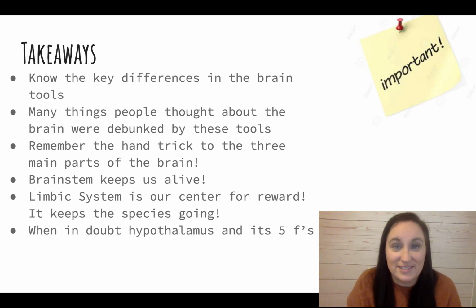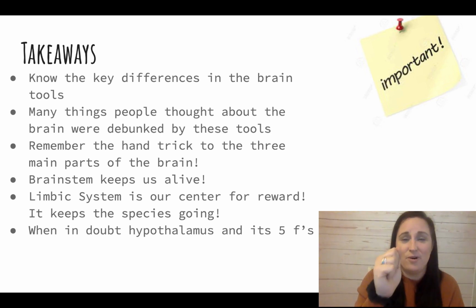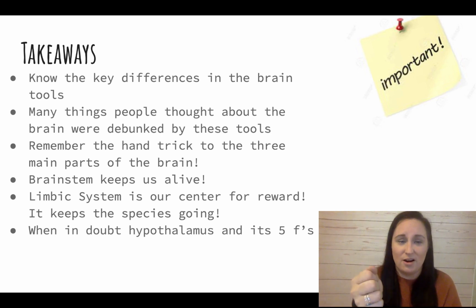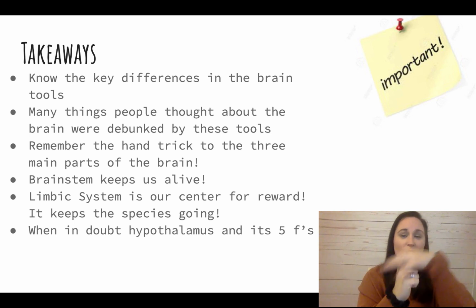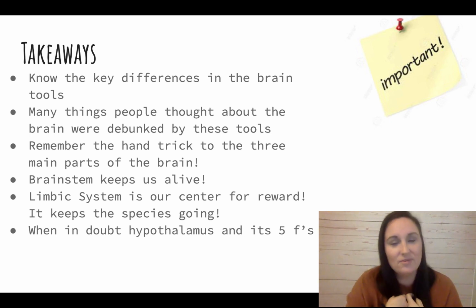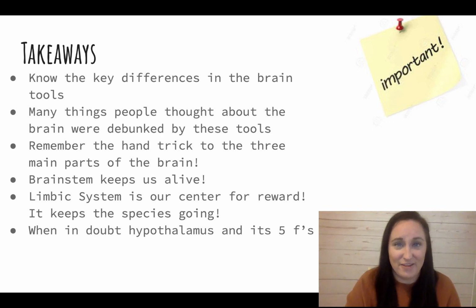And then the brainstem keeps us alive. That's a key one, right? Breathing, regulating heartbeat, all that stuff. The limbic system is our reward center, and all those Fs are in there. When in doubt, pick hypothalamus because it's got the 5 Fs.